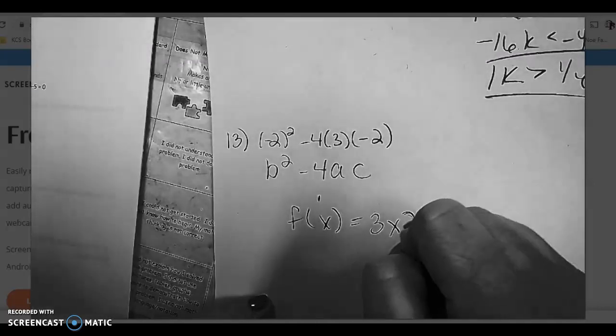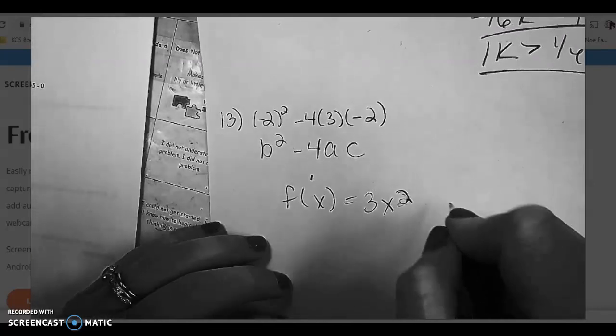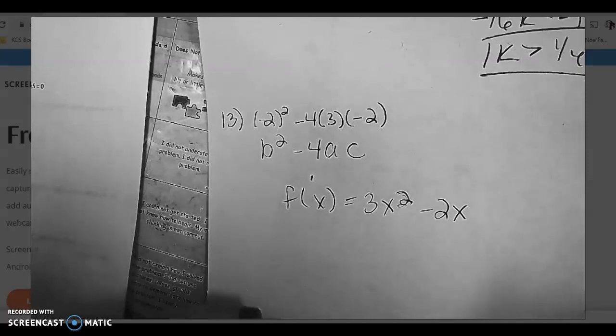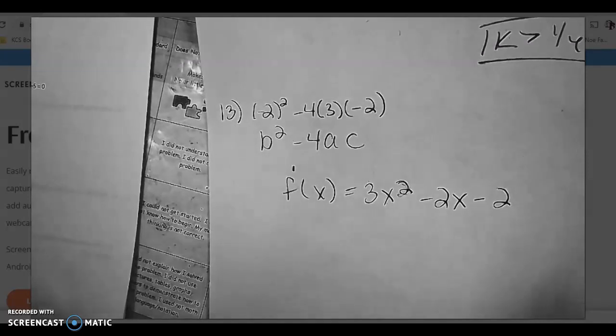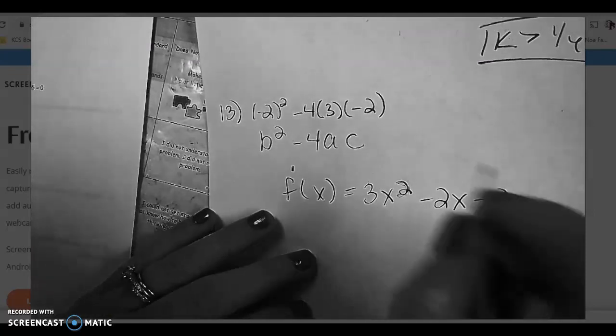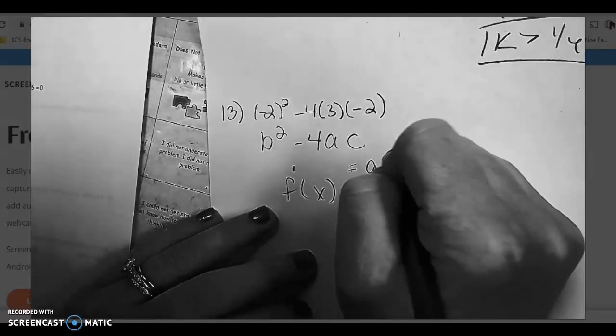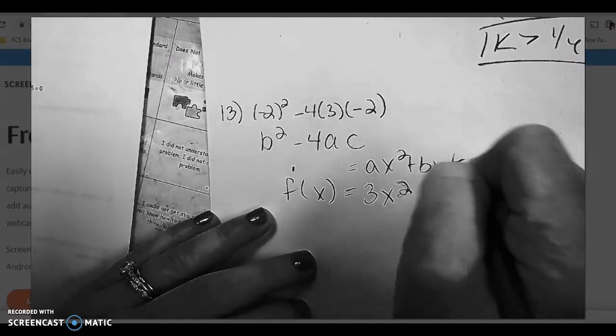Well, my pencil broke. b would be negative 2, so minus 2x. And then c would also be negative 2. Because we know b squared minus 4ac, and that comes from ax squared plus bx plus c.